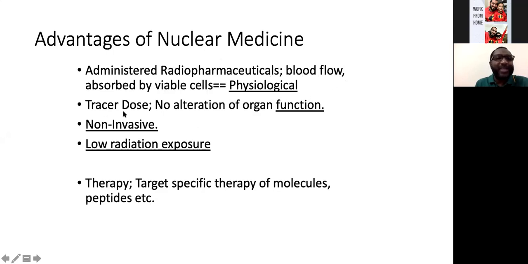Now we are giving a tracer dose. And a tracer dose, by definition, is a dose that does not alter function. Again, that emphasizes that we are doing physiology. So our images are functional because we injected a tracer dose. And they are completely non-invasive.